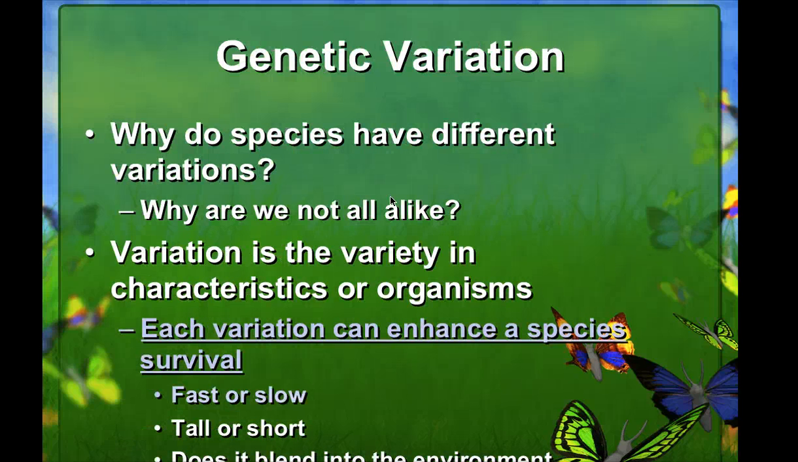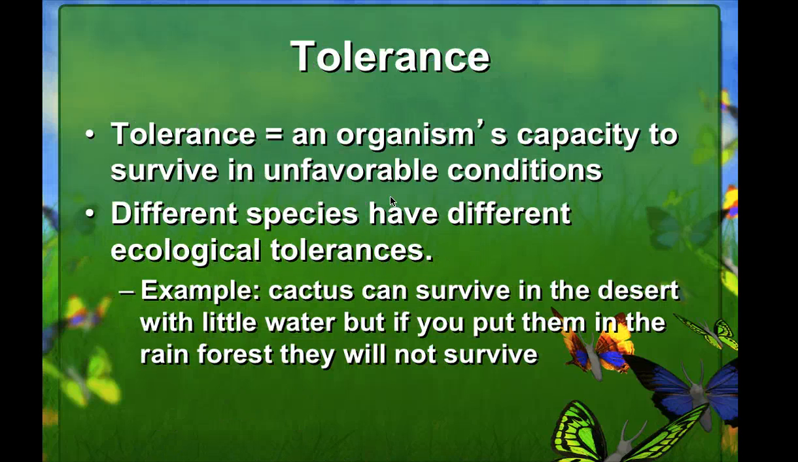We also have genetic variation. Why do species have different variations? Well, we are all not alike. Variations in the variety and characteristics of organisms allows for survival. Are they fast? Are they slow? Are they tall? Are they short? Does that animal blend into the environment very well?